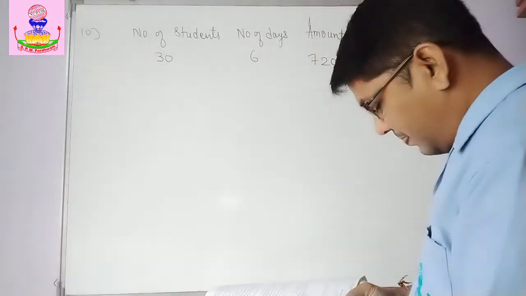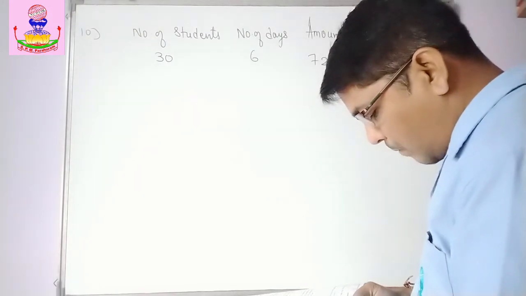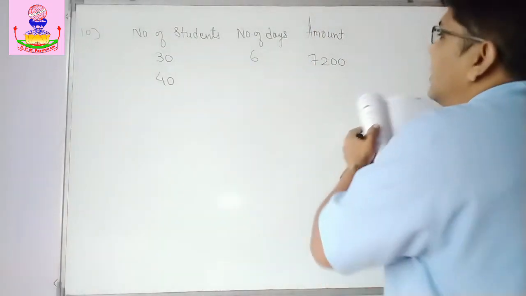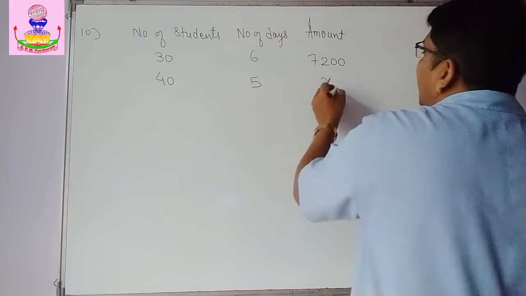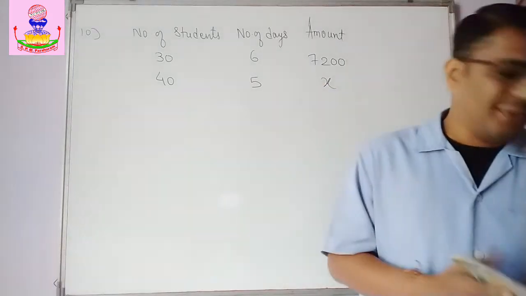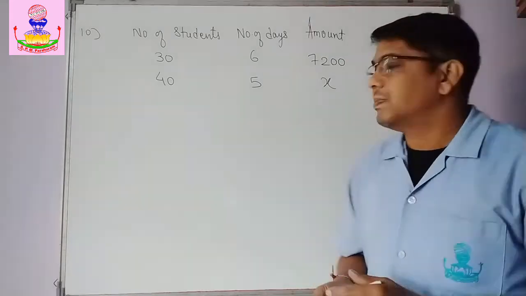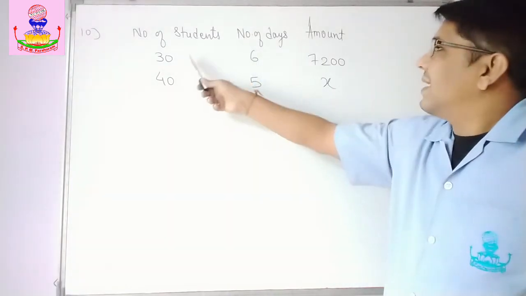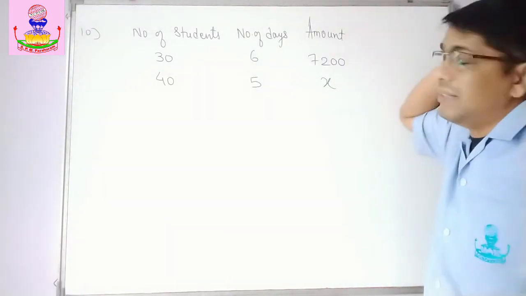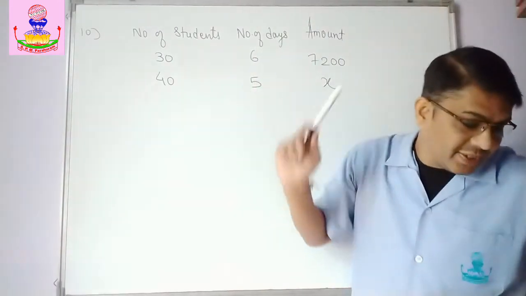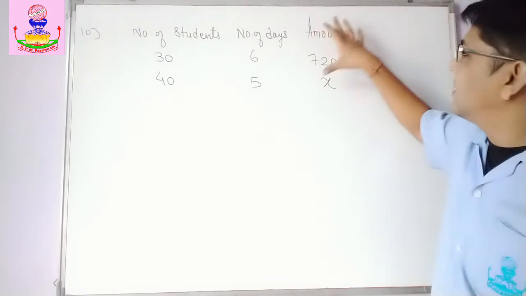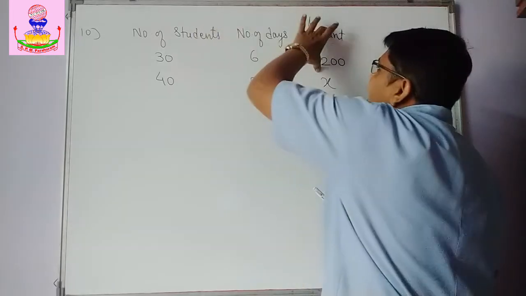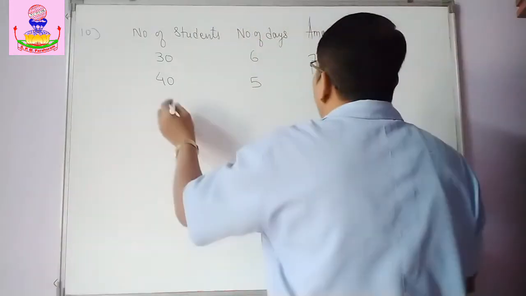7,200. Okay. So, and number of students 40. 5-day trip. What is the amount? That's what you need to find it out. Now keep this in mind. Here, these are in inverse variation. Okay, so product of this, and this is in direct variation. So product of this and ratio of this with this product.